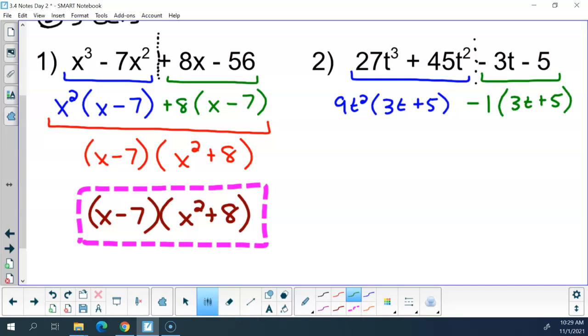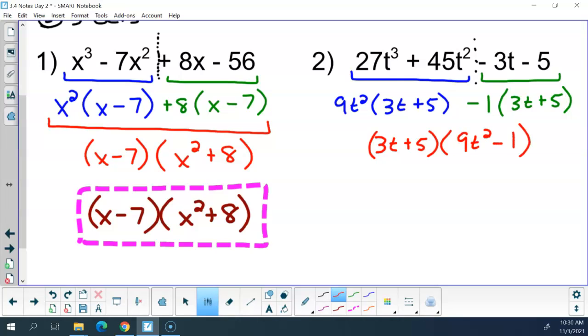But why would you do that if it's just the same thing? Why would we do that? Because it needs the whole thing. When we do the whole thing, now both of them have a 3t plus 5 in them. Kaboom. So then I've got to factor out a 3t plus 5. What's left over? 9t squared minus 1.